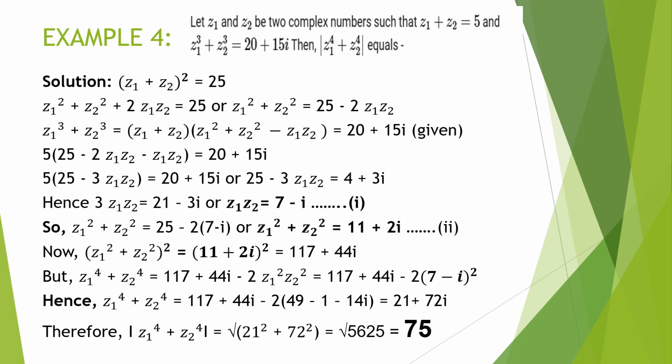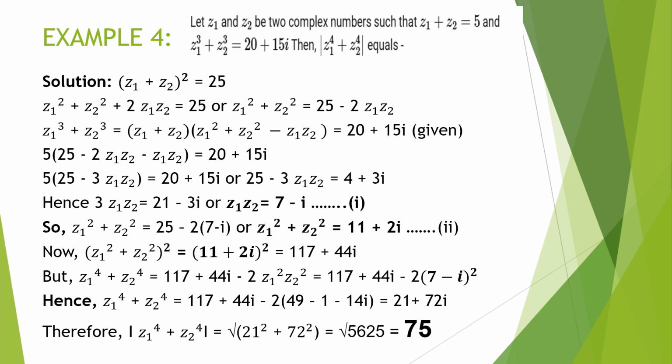z1 plus z2 whole square will be equal to 25 because it is given z1 plus z2 is 5. Now z1 plus z2 whole square is z1 square plus z2 square plus 2 z1 z2, which is equal to 25. Or you can say z1 square plus z2 square is equal to 25 minus 2 z1 z2. Now next thing which is given is z1 cube plus z2 cube, that is equal to 20 plus 15i. But using the a cube plus b cube formula, we get this equal to z1 plus z2 into z1 square plus z2 square minus z1 z2. Now we have the value of z1 square plus z2 square, 25 minus 2 z1 z2, which we put over here.